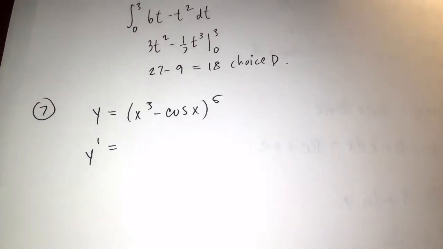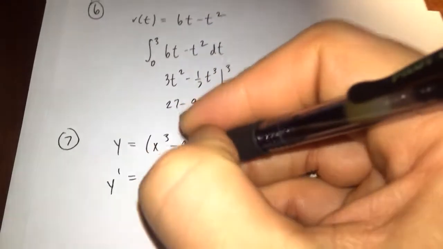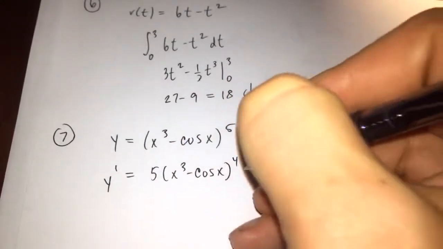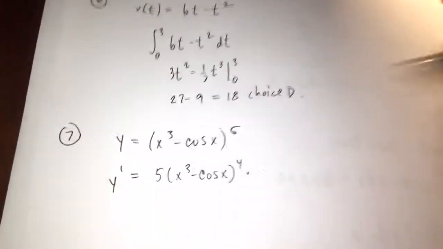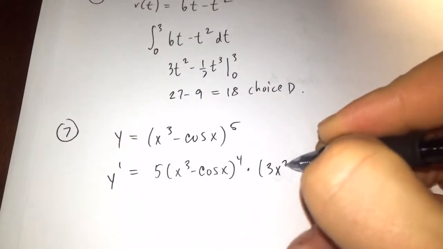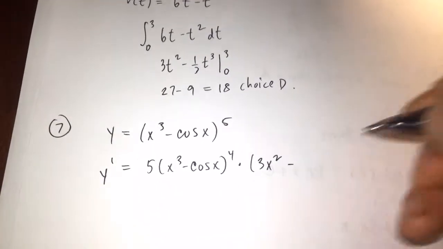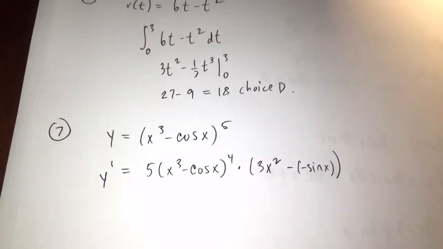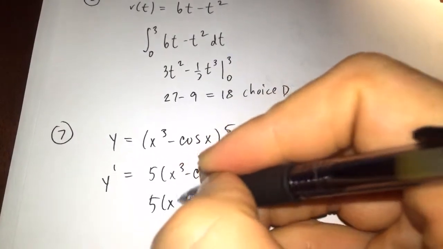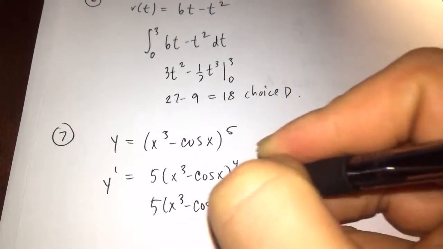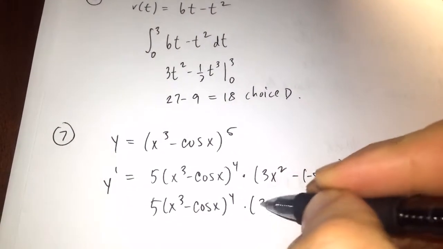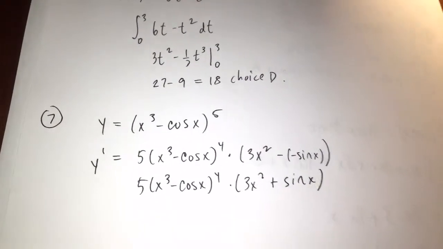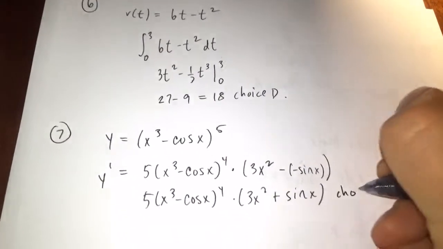For this one, they want you to find the derivative, so what I have to do is put the exponent down in front, x to the third minus cosine x down 1, but then I have to multiply by the derivative of what's inside. The derivative of what's inside is 3x squared minus a negative sine x. So I have 5x to the third minus cosine x to the fourth times 3x squared plus sine x. This would be choice E.